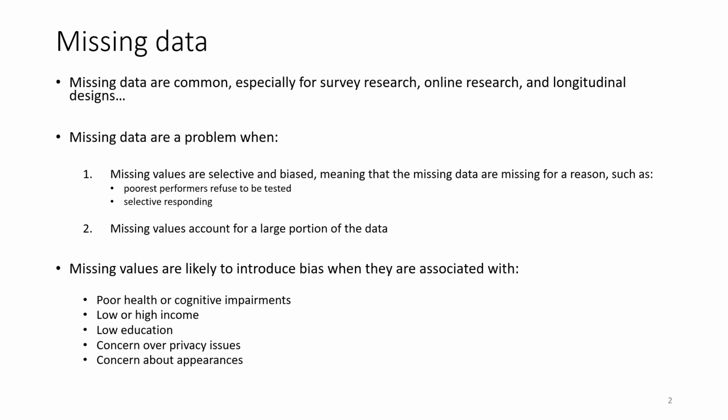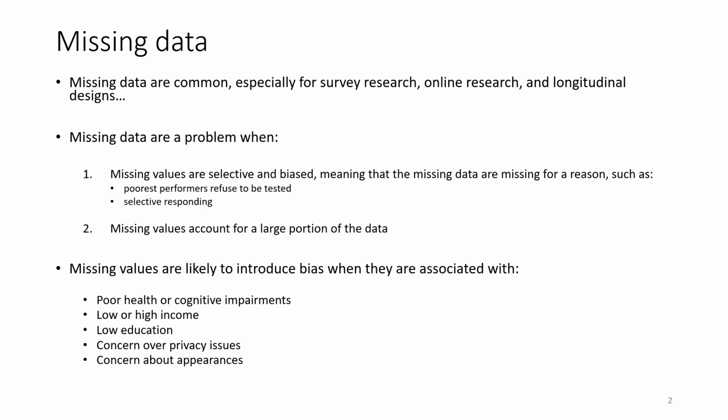Another reason missing data can be a problem is when the missing values account for a large portion of the data set. So if you're talking 20, 30% or more of the data is missing, that presents a problem. Missing values are likely to introduce bias that is problematic when they're associated with any of the following.